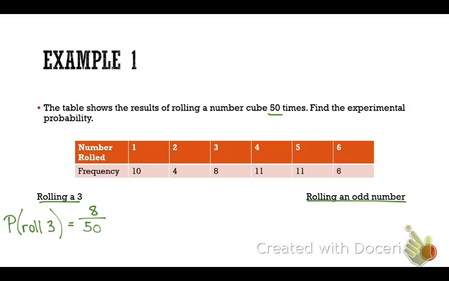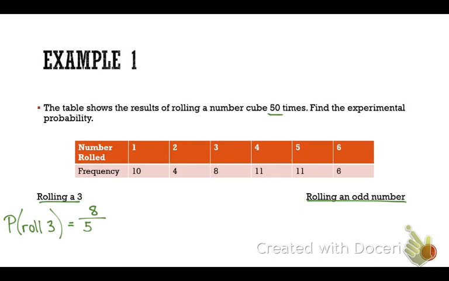50. Now, what if the problem had not told me 50? What if you didn't know that? You'd add them all together, okay? So if it didn't tell you, you could still add all the frequencies together and it should be 50.